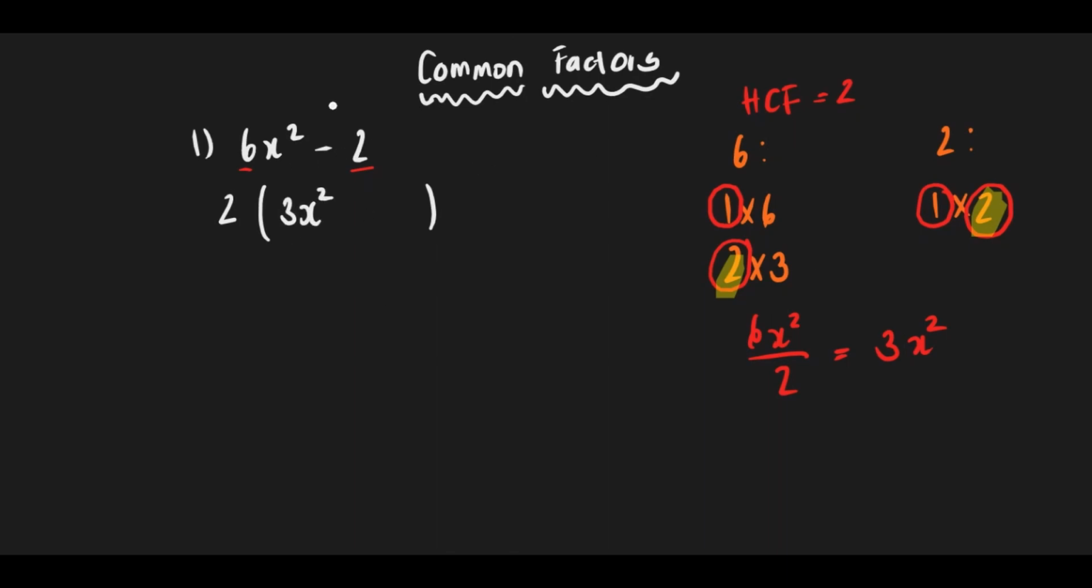Right? So now we need to find the term that's going to go here. So we're going to say negative 2, divided by our highest common factor, which is 2. Then that's going to be equal to negative 1. So the term that's going to come here is going to be negative 1. And this is our final solution.